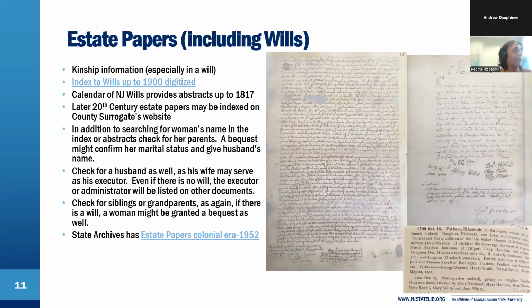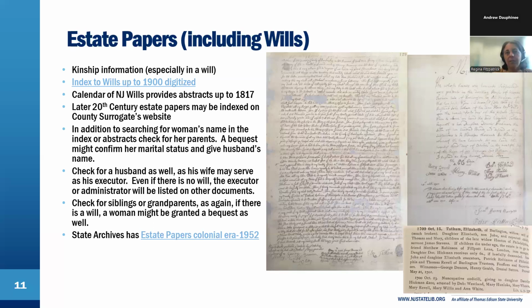Now, estate papers have been collected in New Jersey since the 1600s. They don't necessarily include a will, but if you have a will, it's a really fantastic thing because it's going to give you that kinship information. There are indexes and the calendar of New Jersey wills, which are both digitized. The index is just a straight up index. The calendar provides a description of what is included in the estate papers for a particular person.